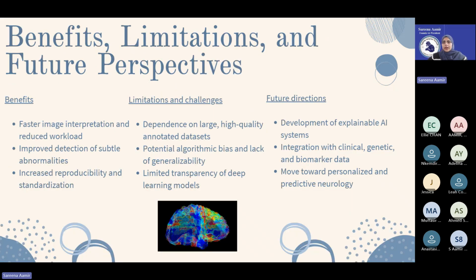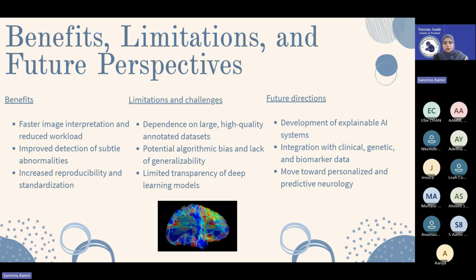And so some benefits and limitations and future perspectives of AI in neuroimaging. Obviously, there are many because it is a very newly emerging technology. So some benefits are that it can help with faster image interpretation and it can help reduce workload for the medics because obviously trying to actually look at what is wrong with the patient from a CT scan or MRI scan is very time consuming. So using AI in assistance or by itself can help reduce workload.